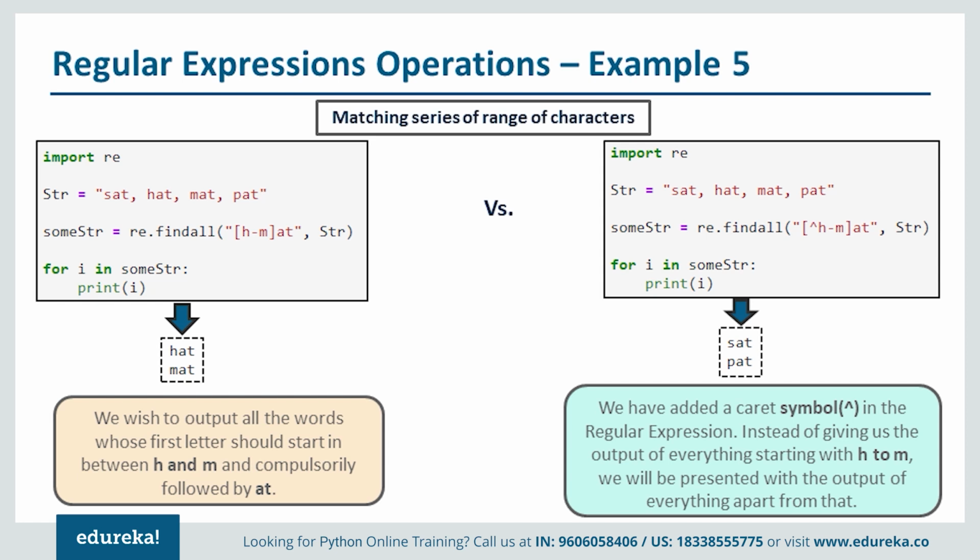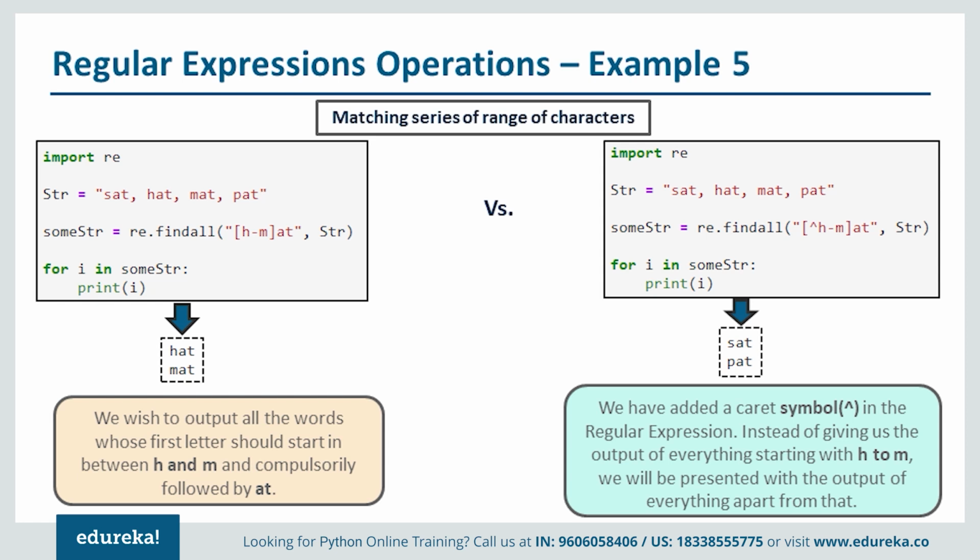So hat and mat are picked up there, but we can also use the caret symbol on the left-hand side, which will do the reverse of this. In this case, a character which is not between H and M will be picked up and given back to you. So you can see that sat and pat will be displayed and hat and mat will not be displayed here. So you can give the matching series at any moment if you feel that you cannot simply hard code the different characters, because you cannot simply say A, B, C, D, all these characters till Z in the regular expression.